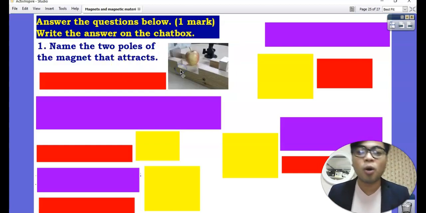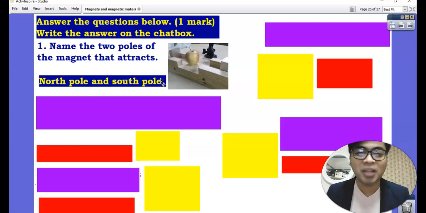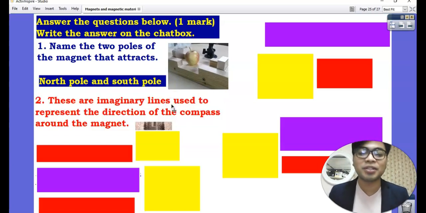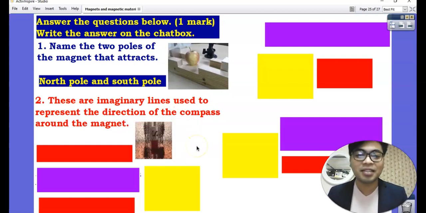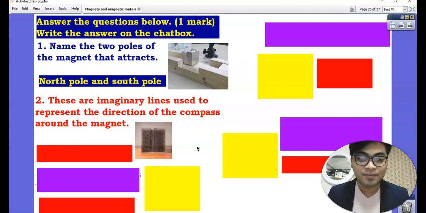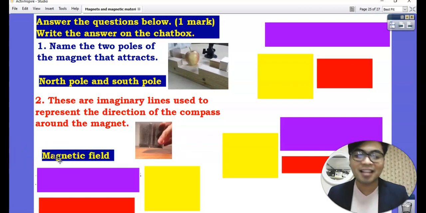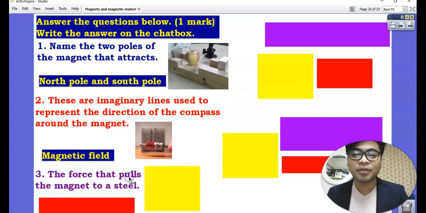Name the 2 poles of the magnet that attract. It's the North Pole and the South Pole. Question number 2. These are the imaginary lines used to represent the direction of the compass around the magnet. What is this? Let's see if you get it correctly. The answer is magnetic field. Let's proceed to number 3.